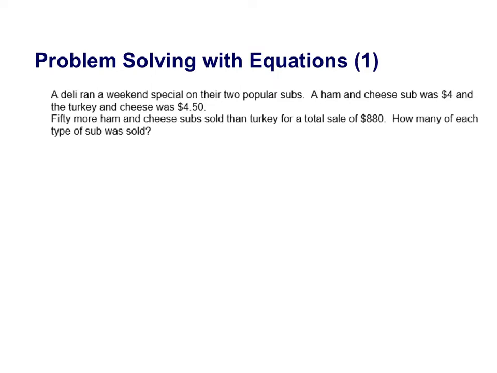So we are talking about 2 types of subs, and it says 50 more ham and cheese were sold than turkey. So I'm going to start with the turkey sub. I'm going to go ahead and say that the turkey sub is represented by X. And then off on the side, I just want to make a note that the turkey subs were $4.50 because we're going to use that in a minute.